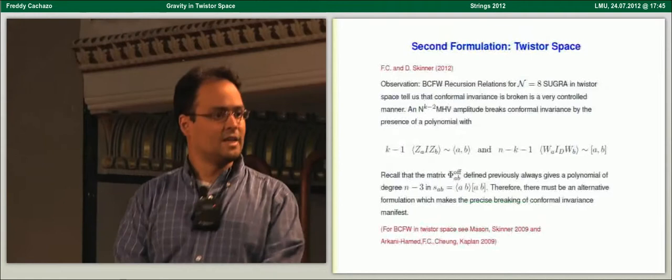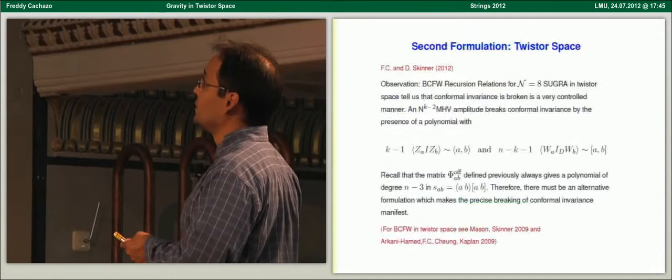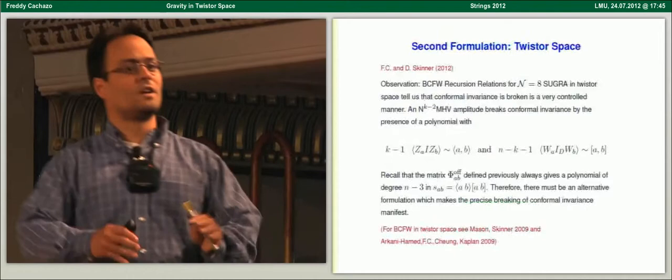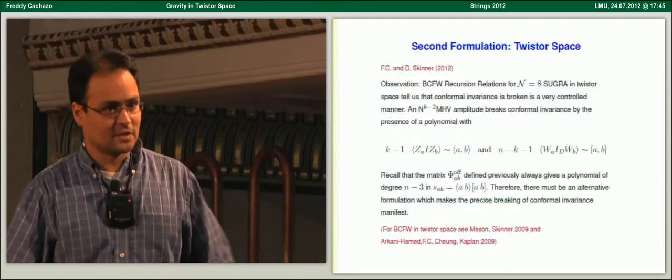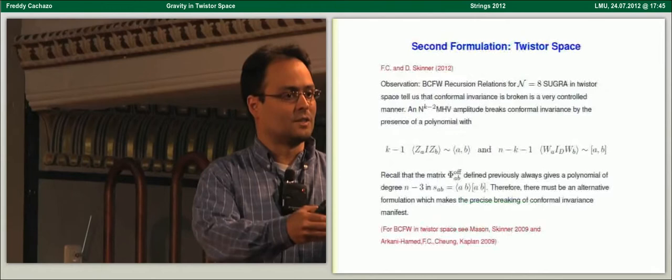So the main observation is that BCFW recursion relations for N=8 supergravity in twistor space tell us that conformal invariance is actually broken in a very controlled way. People usually say that N=8 supergravity being non-conformal will not look nice in twistor space, because twistor space seems to be natural for conformal theories. But in fact, precisely that fact tells you that if you know how conformal invariance is broken, you can use it to your advantage. And that's what happens here.